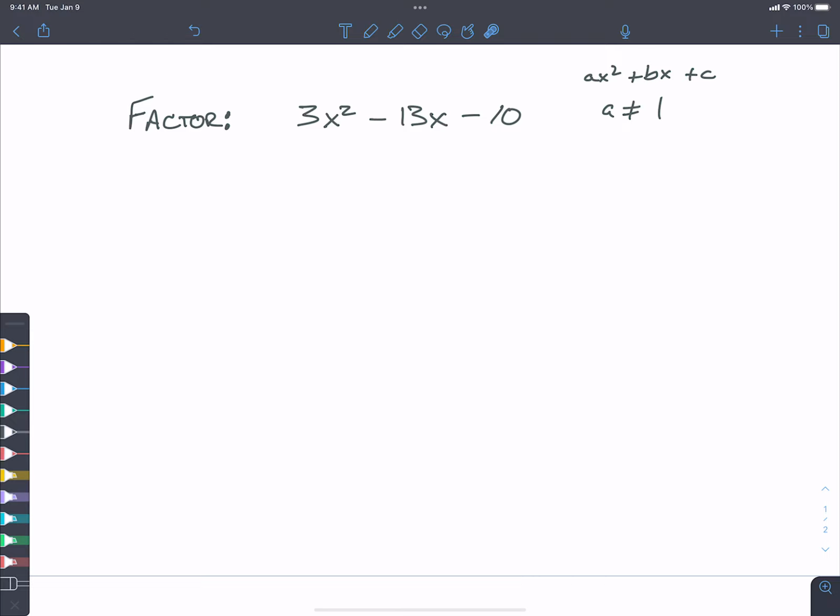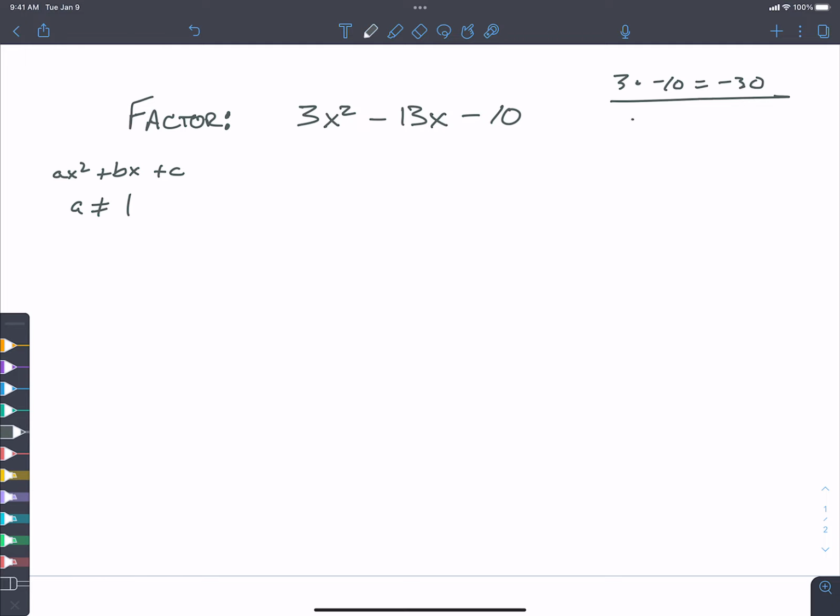So here, we're not going to do a whole lot different than what we did up above. Let's move this over here. What we are going to do is look at the factors of 3 times negative 10, and which factors of those add up to negative 13. So 3 times negative 10 is negative 30. I've got to look for the factors of negative 30 that add up to, sorry, that add up to negative 13.